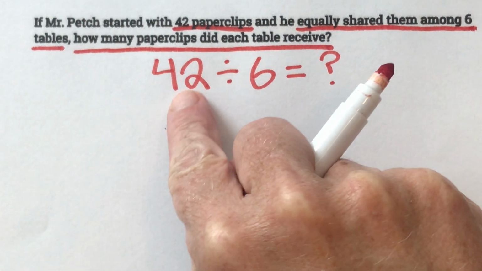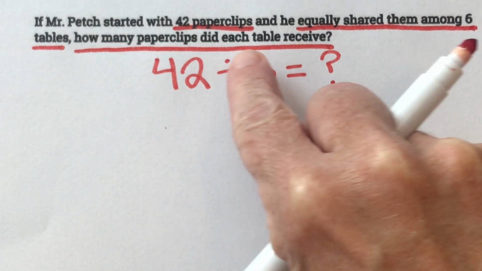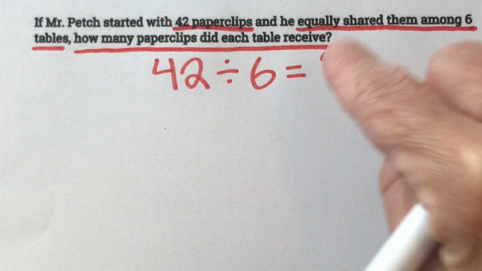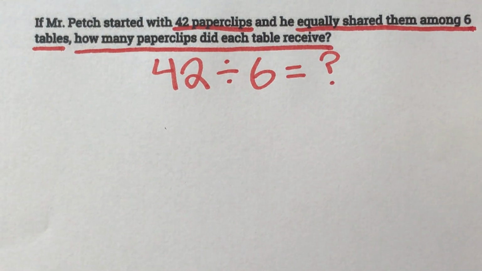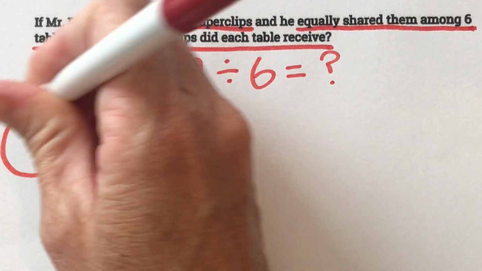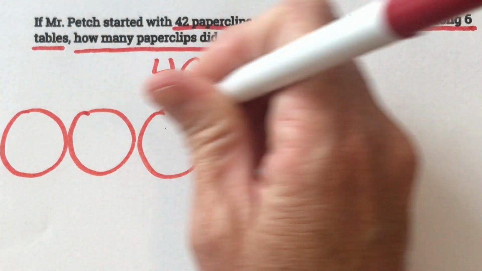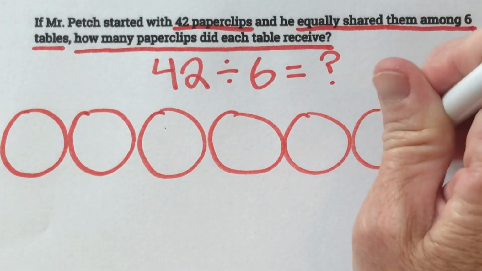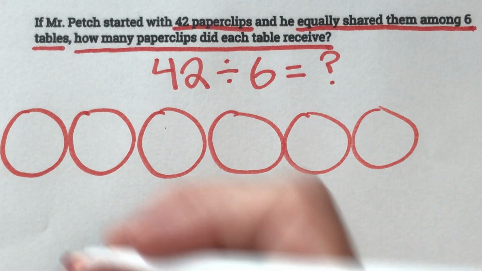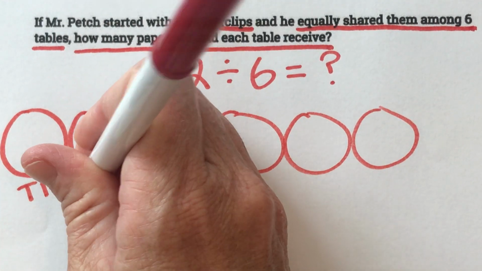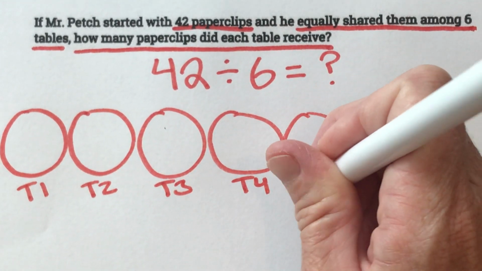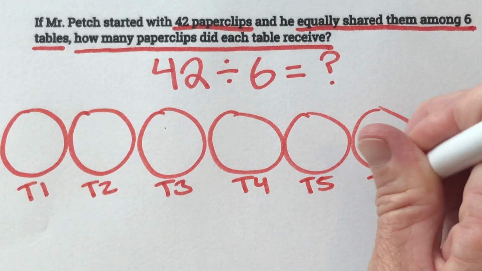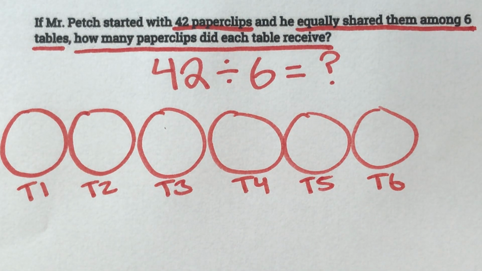So here's my dividend, because it's the number I'm dividing. Here's my divisor, and we need our quotient. Okay, so this time I'm going to draw 6 circles. 1, 2, 3, 4, 5, 6. My circles are going to represent my tables. So table 1, table 2, table 3, table 4, table 5, and table 6. Okay, now I'm just going to start passing out my paper clips.